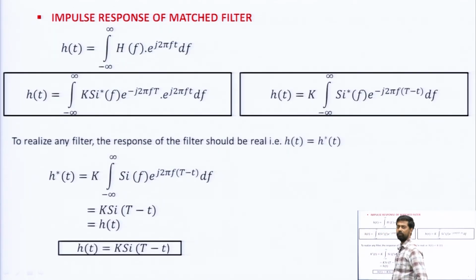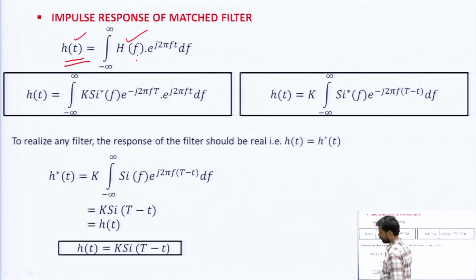Now I can find out the impulse response. So this is your impulse response in the time domain. How can I get the impulse response in the time domain? I have to take the inverse Fourier transform of H of f, that is in the frequency domain. So by integrating this H of f, or using IFT, I will get h of t.